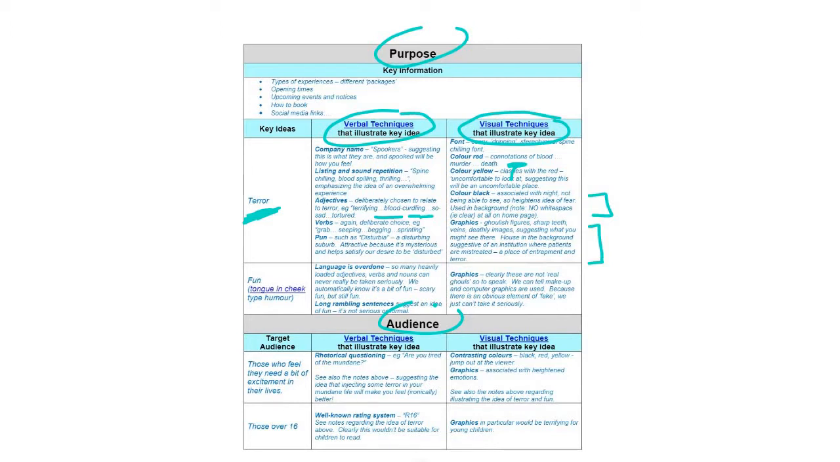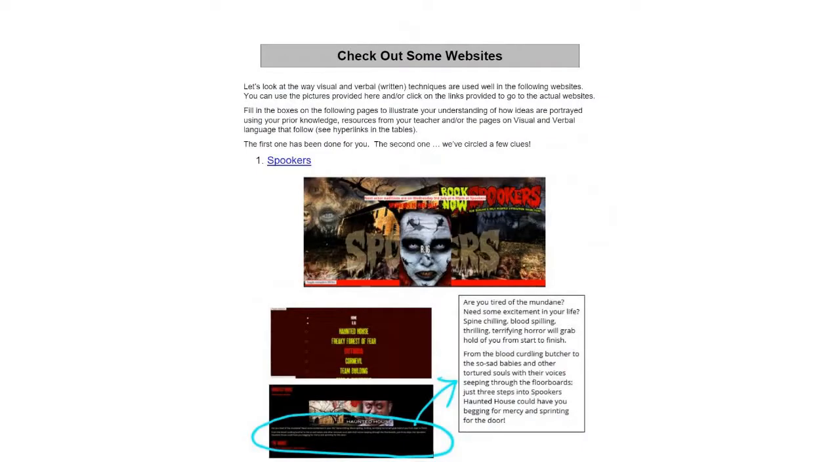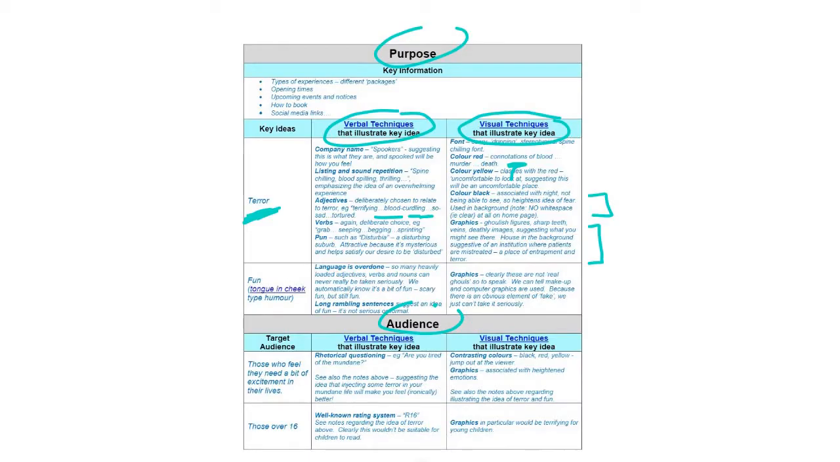But also with this website, there's an element of fun in it because it's so overdone. You can see it's using makeup, computer graphics, obviously not real, as something like Stranger Things might look a bit real. But this one's quite a bit of fun, so you can see how they do that in these columns here through the verbal and visual techniques.